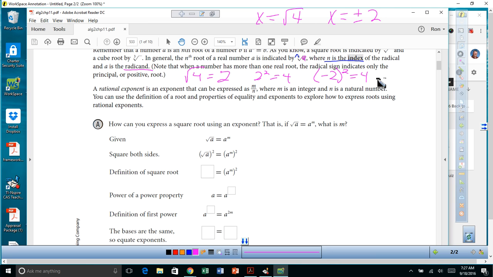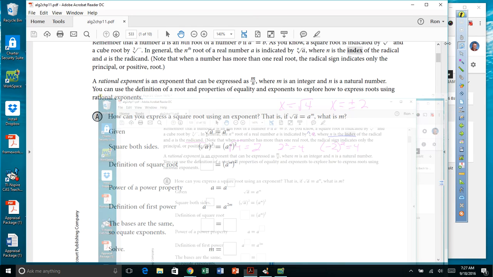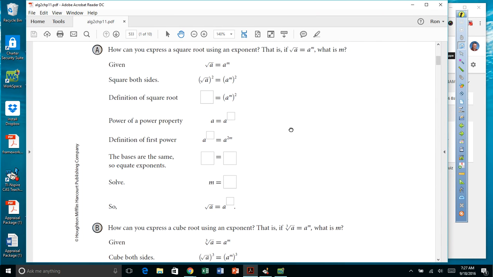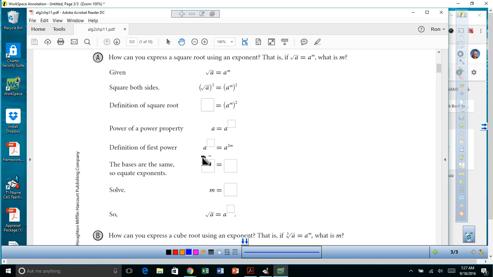How can you express a square root using an exponent? That is, if the square root of a equals a to the m, what is m? Well, let's just use our math rules here. If the square root of a equals a to the m, we'll square both sides, and that would give us a equals a to the m, squared. Well, m times 2 gives you 2m. And that's called the power of a power property.